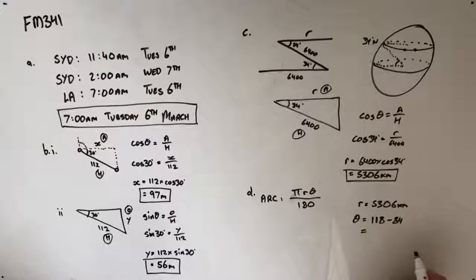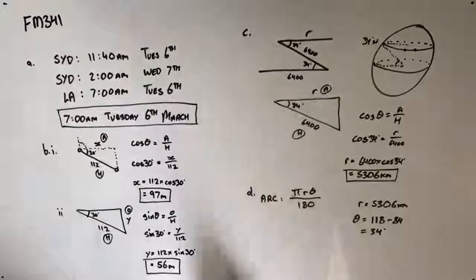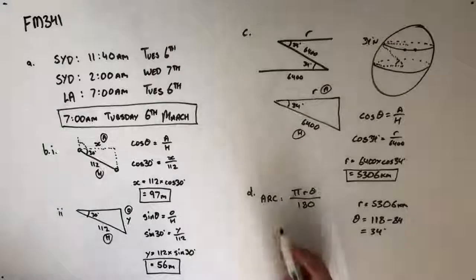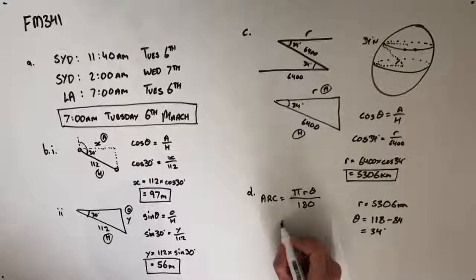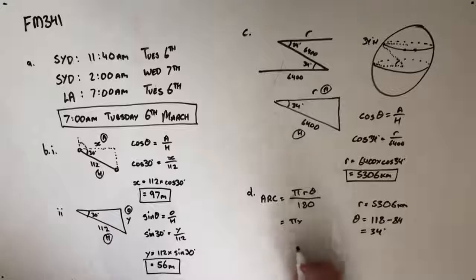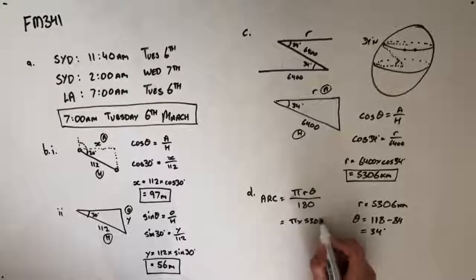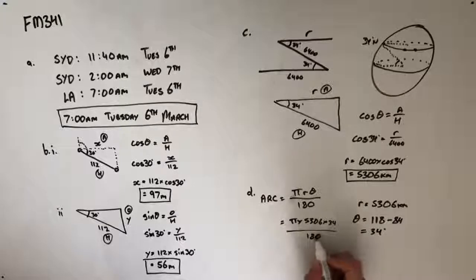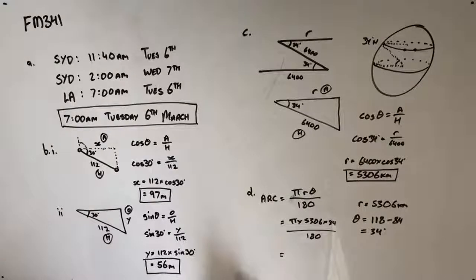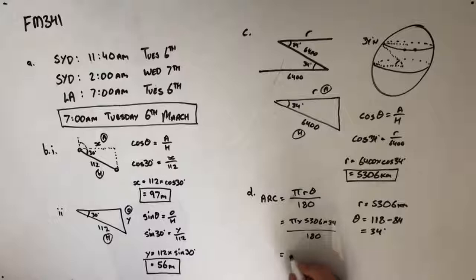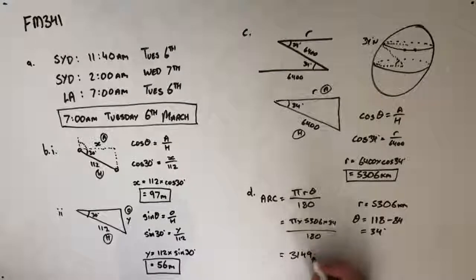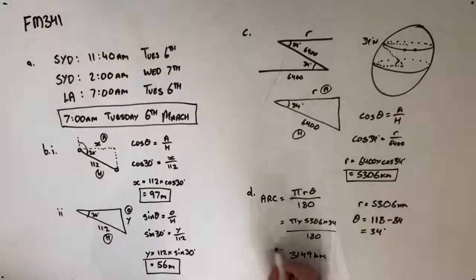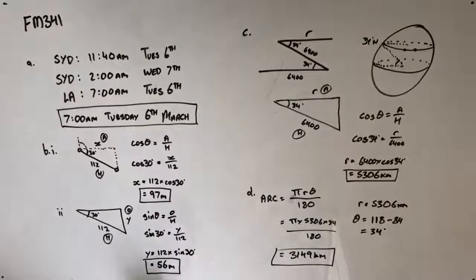Calculating 118 take away 84 degrees should leave us with 34 degrees. And now we've got the two unknown variables that we need in order to answer this question. So this arc is going to be equal to pi times 5,306 times 34, all over 180, which when you plug that into a calculator and round it to the nearest whole kilometer, we should get 3,149 kilometers, our final answer.